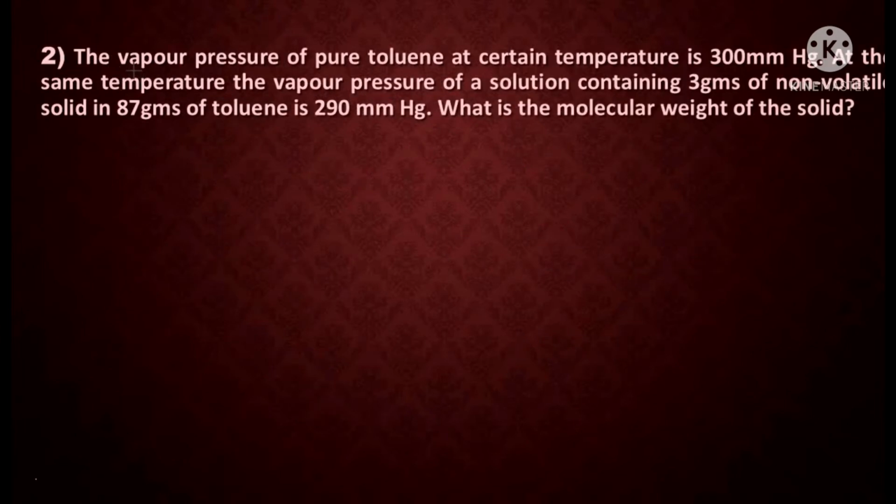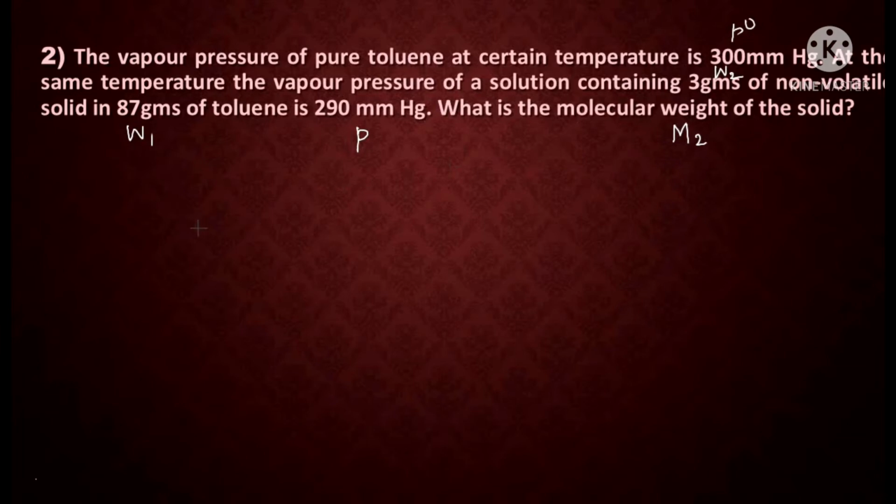Read the problem, students. The vapor pressure of pure toluene at a certain temperature is 300 mmHg. That means P0 is 300 mmHg. And at the same temperature, the vapor pressure of the solution containing 3 grams of non-volatile solid in 87 grams of toluene is 290 mmHg. That means they have given the P value also, and 3 grams of non-volatile solute means W2 they have given, and 87 grams of toluene, that is W1, is also given. They are asking you to calculate the molecular weight of the solid, that means the molecular weight of the solute.